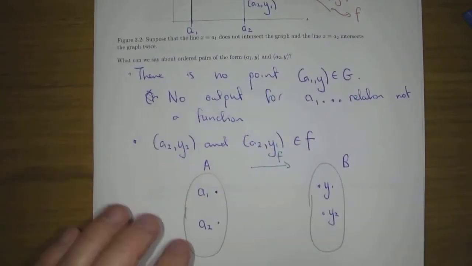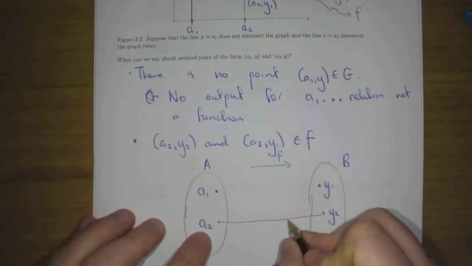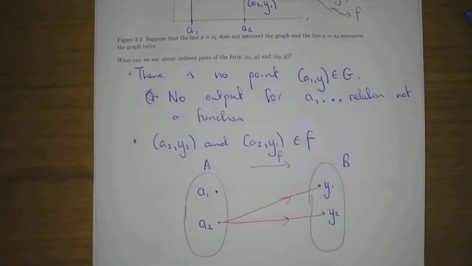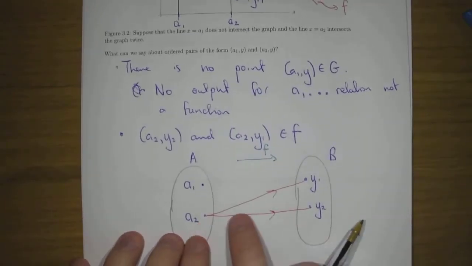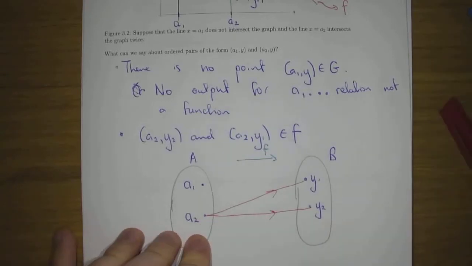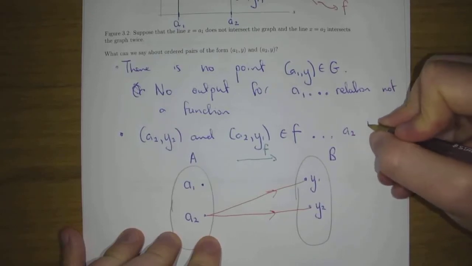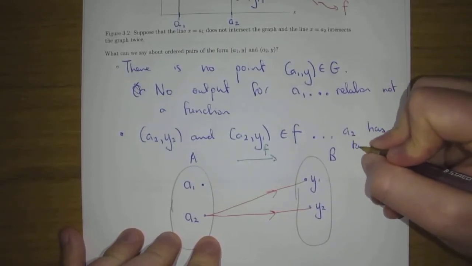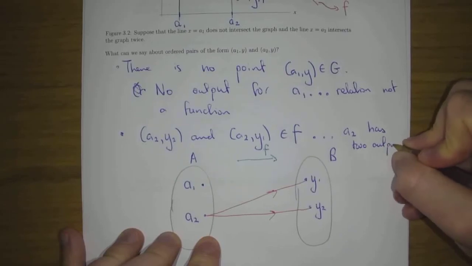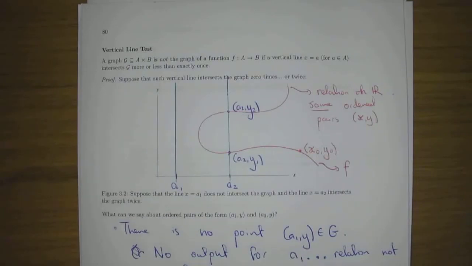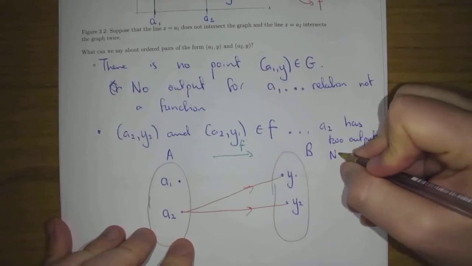because A2 is sent to Y2, and we also have A2 sent to Y1. And remember, if you look back at your definition of a function, every input must have a unique output. With respect to A2, it must have only one output. This has two outputs. So A2 has two outputs. And so if you draw a vertical line and it cuts the graph of the curve twice, then it's not a function.